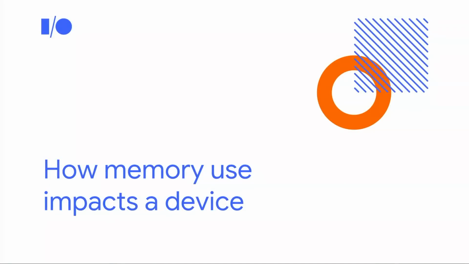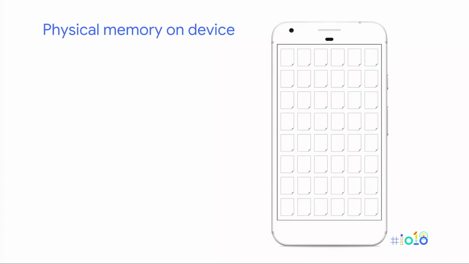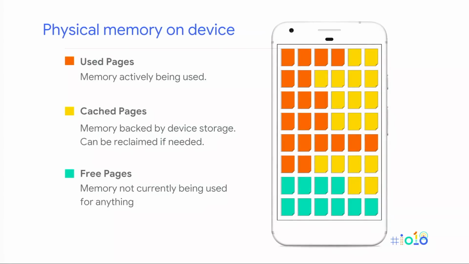OK, let's start. What happens on a device when it's running low on memory? Well, memory on device, physical memory on device, is organized or grouped into pages. And each page is typically around 4 kilobytes. Different pages can be used for different things. So pages can be used pages. These are pages that are actively being used by processes. They can be cached pages. These are pages of memory that are being used by processes, but the data they contain also lives somewhere on the device storage, which means we can sometimes reclaim these pages. And then there might be free pages of memory sitting on the device that you're not using.